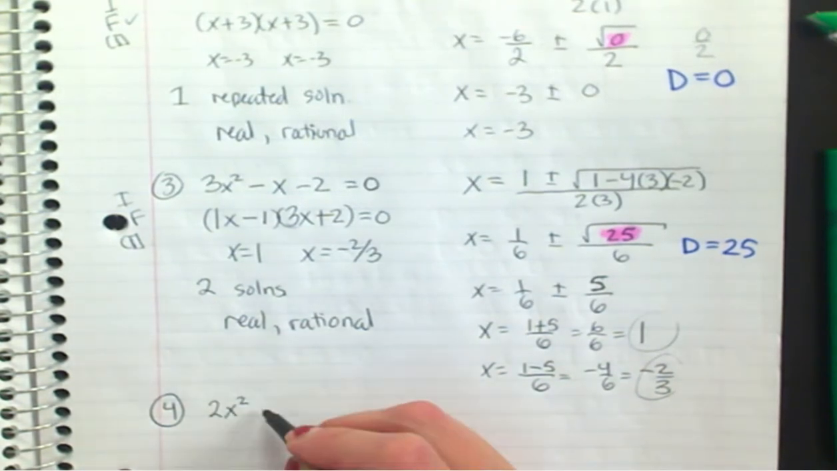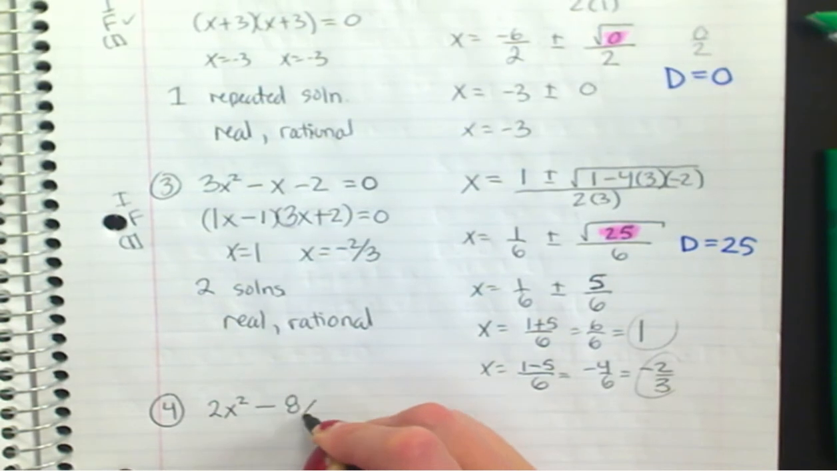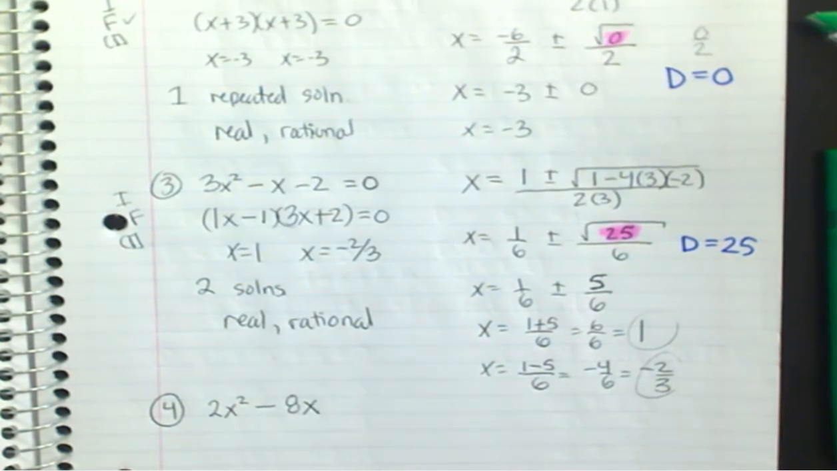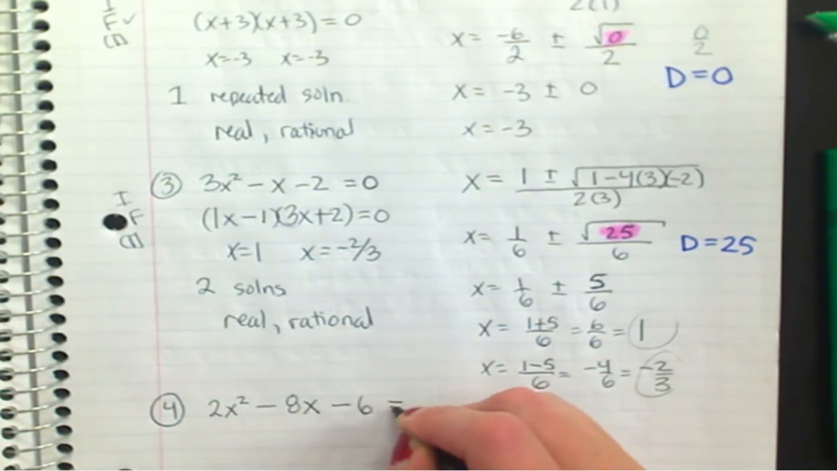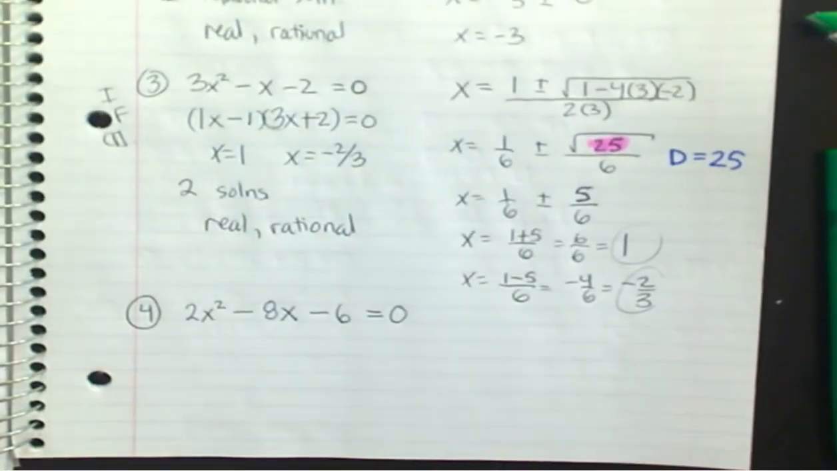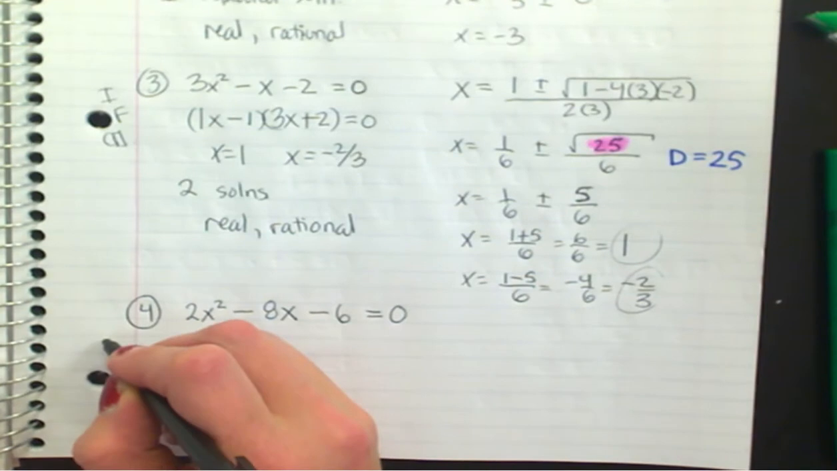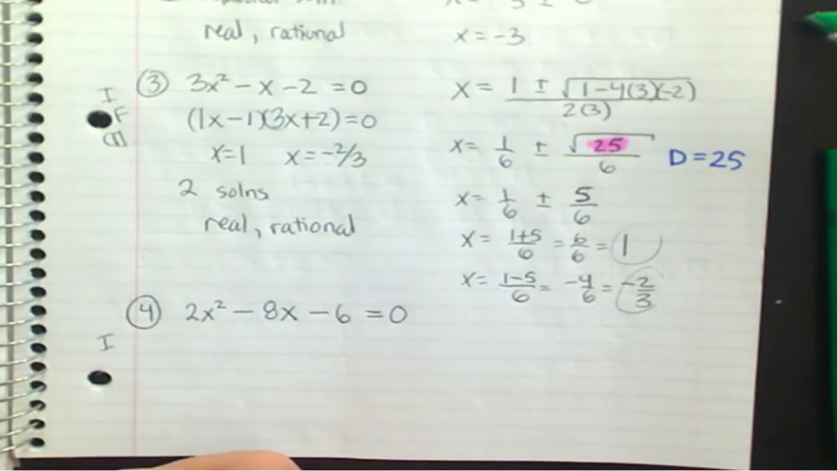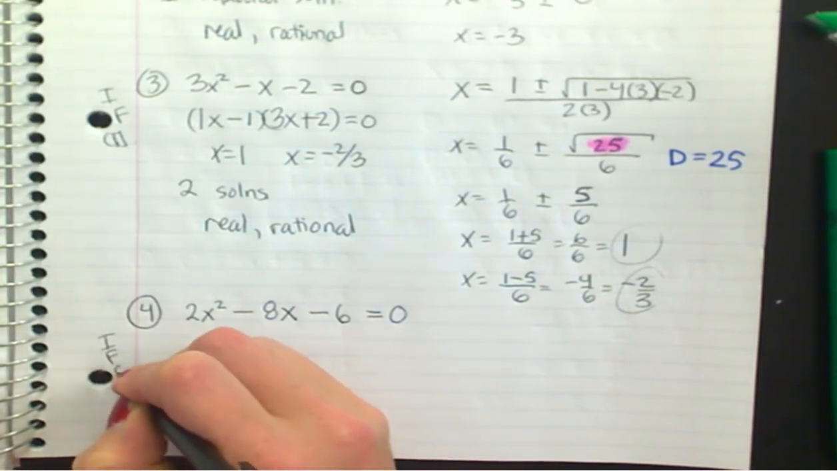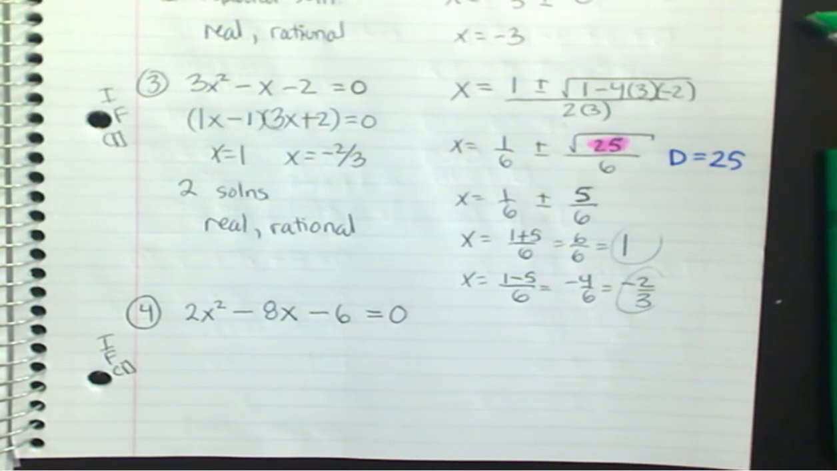2x squared minus 8x minus 6. Yeah, minus 6. Okay, let's see what happens now. Isolate, factor, complete the square. Actually, would you be mad if I changed it to something simpler?